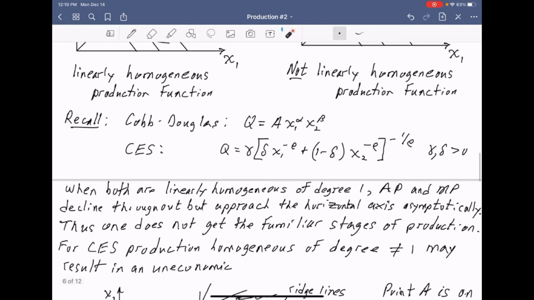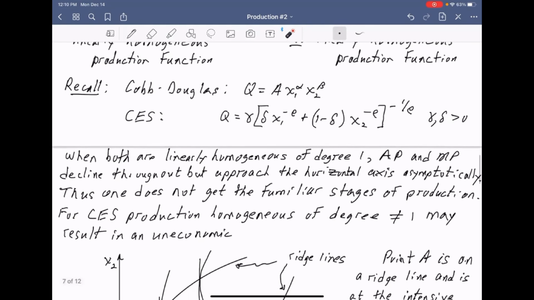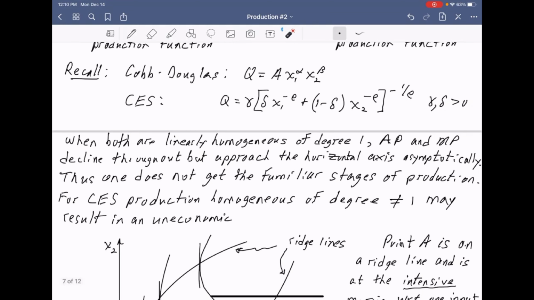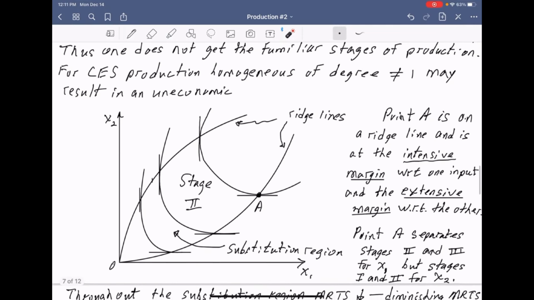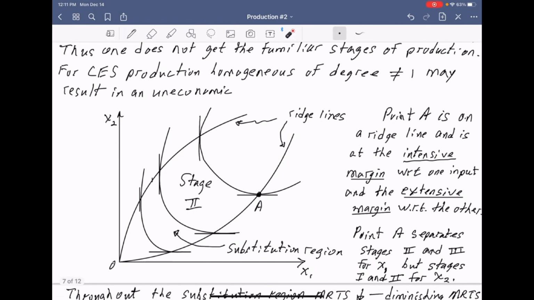So let's look at these functions. Both are linearly homogeneous of degree 1. The average product and marginal product decline throughout, but approach the horizontal axes asymptotically. Thus, one does not get the familiar stages of production that we saw a bit earlier. For the CES production function of degree not equal to 1, this may result in an uneconomic region of production.